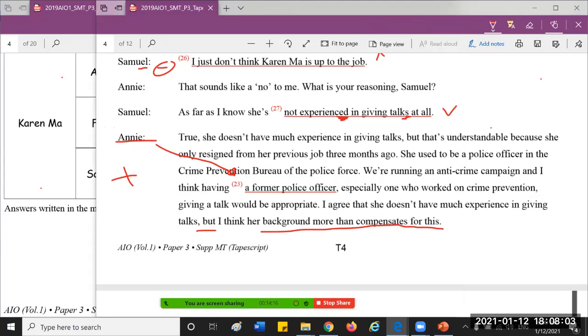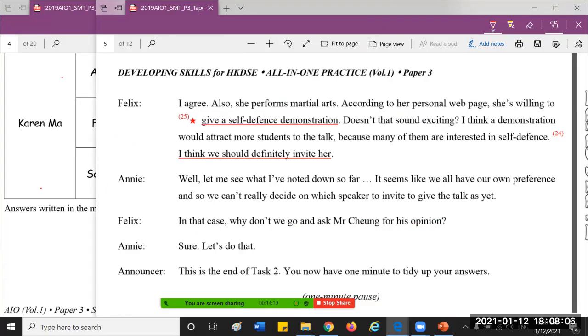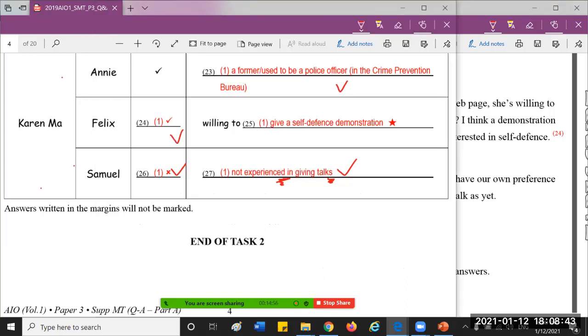Moving on, let's find out what Felix thinks. All right, Felix thinks, "I agree with your stance." So I agree with Annie. "I think it's also positive to have Karen to be the speaker. Give a self-defense," with a hyphen in between, self-defense demonstration. Okay, self-defense demonstration. Doesn't it sound exciting? Give yourself a tick for number 25, a self-defense demonstration. "Okay, I think we should definitely invite her." So Felix is a yes. It's a yes for Felix. Give a self-defense, with a hyphen, demonstration.